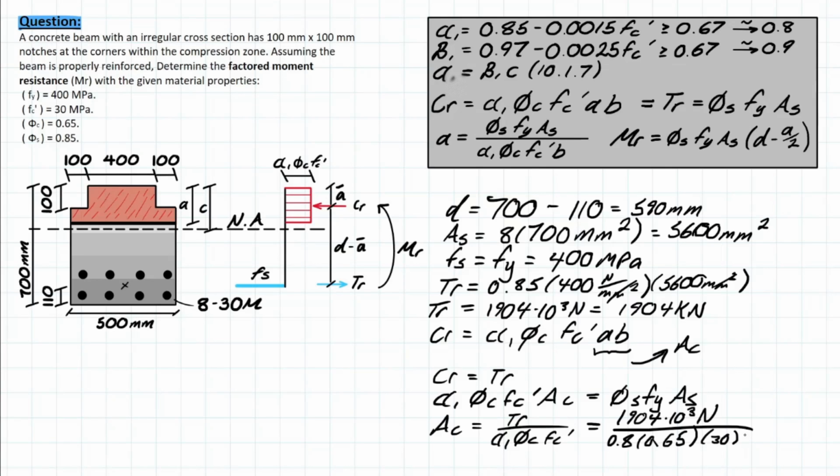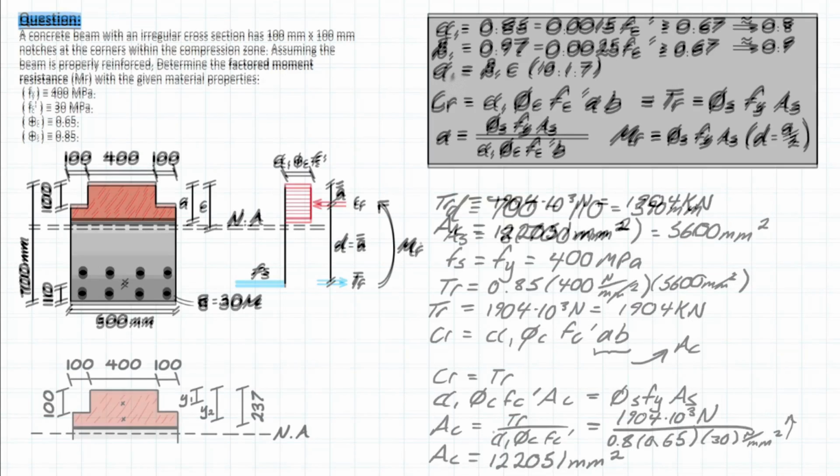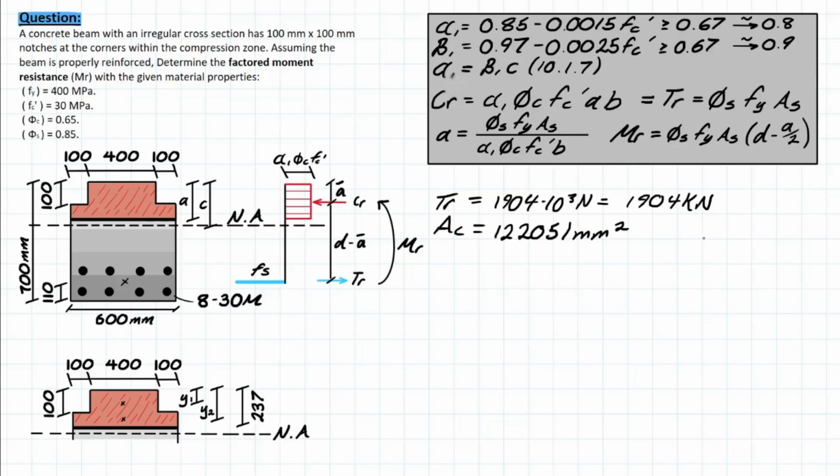And this will be MPa, so Newton per millimeter squared. That millimeter is going to come to the top, and AC is going to equal this number here, which is 122.051 millimeters squared. Now let me clean up this section so we can solve the next part of the problem. Alrighty, so now we have the important variables from our previous solving process.